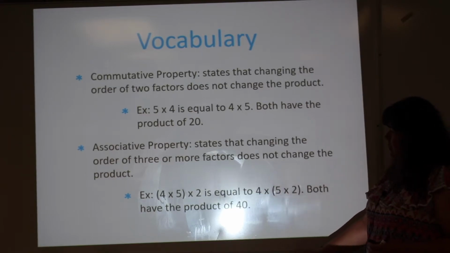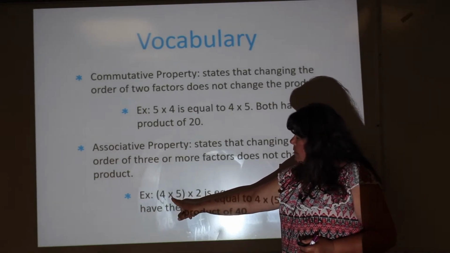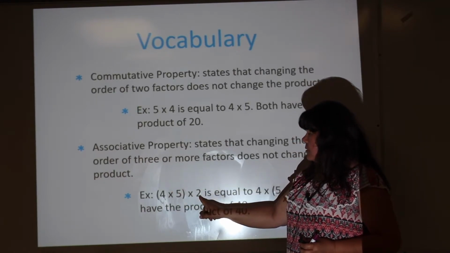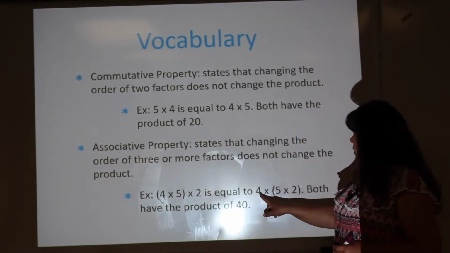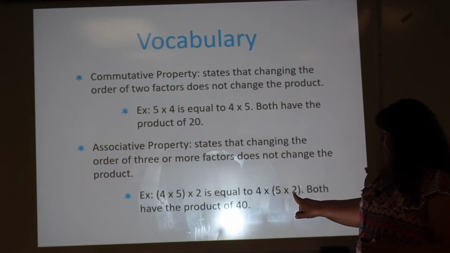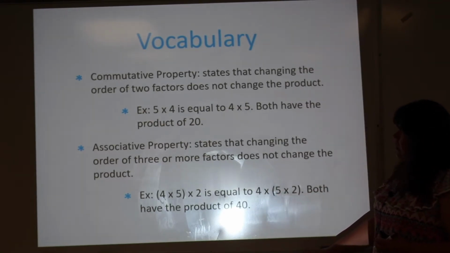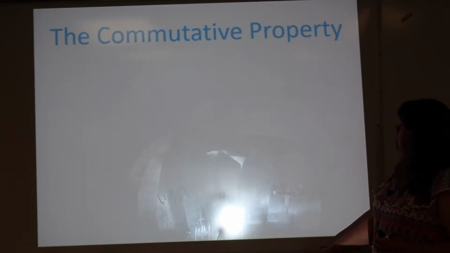Both of these are going to equal 40, because 4 times 5 is 20. Then this means I have 2 20s. 2 times 20 is 40. Here I've got 10. 5 times 2 is 10. And then if I multiply 10 times 4, I still get a 40. It's the same answer. So we're going to start with the commutative property first.